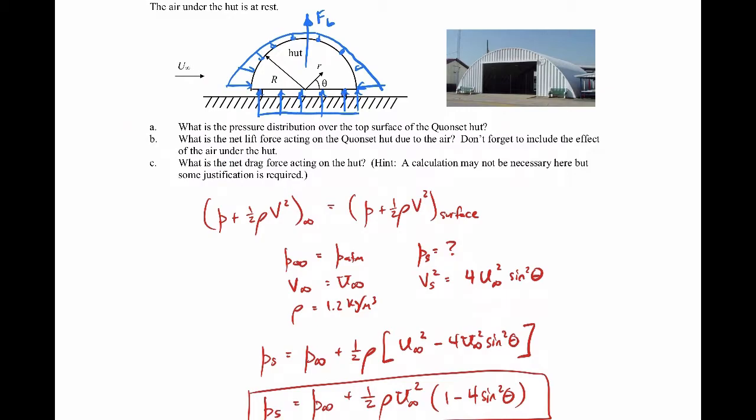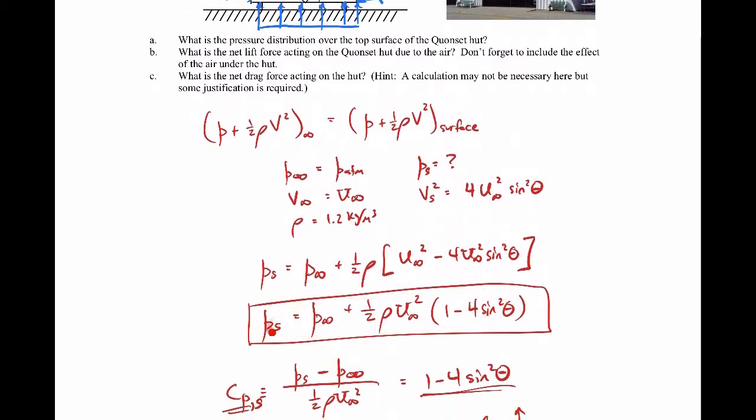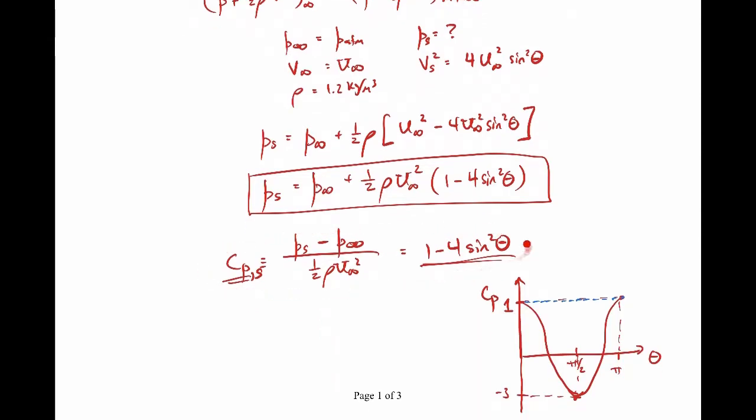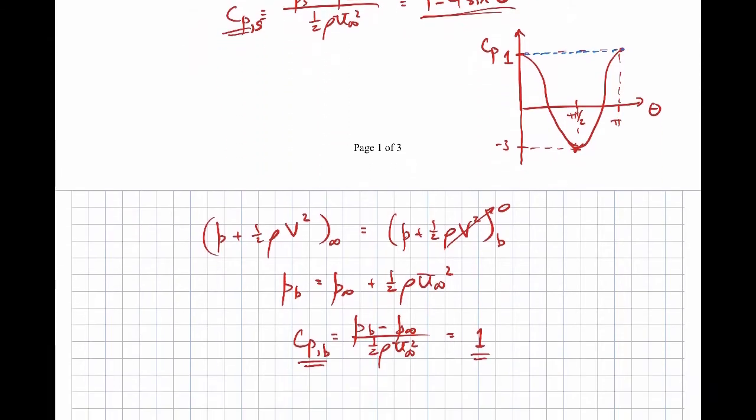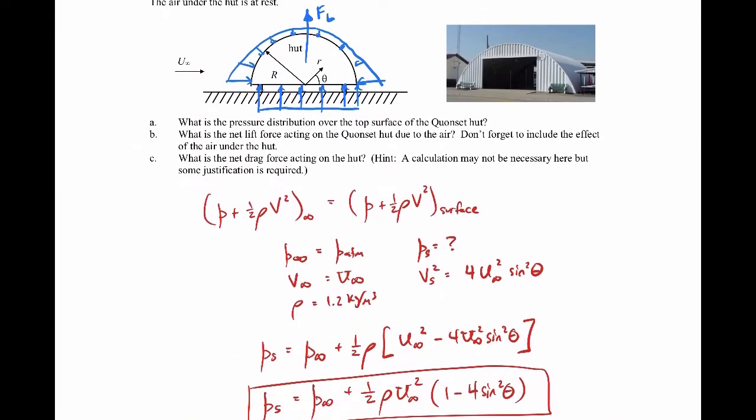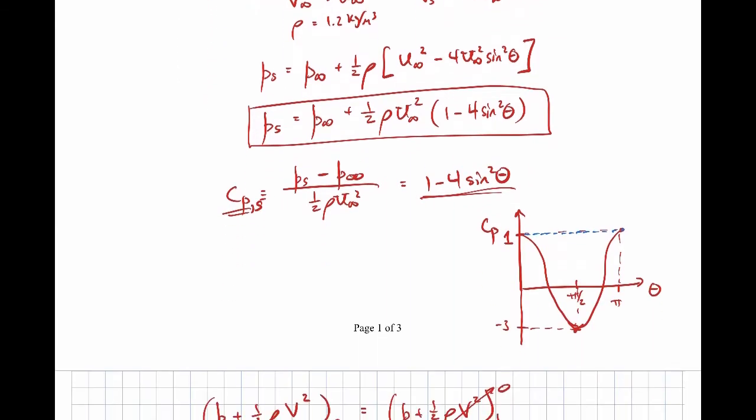So that's actually the second part of the problem. So we've just done the first part, part A. What's the pressure distribution over the top surface? That's given right here, or in dimensionless form, it's given here. We also did the pressure on the bottom, that's given there. But now we're trying to find the lift force acting on the hut. And we're told, don't forget to include the effect of the air under the hut, which we described there. So let me work that out.